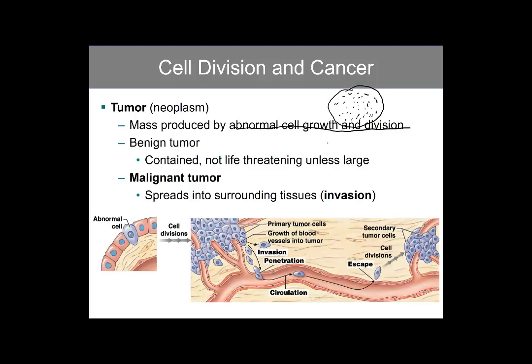A malignant tumor is a tumor that has spread. We refer to that spreading of a tumor into surrounding tissues as invasion.